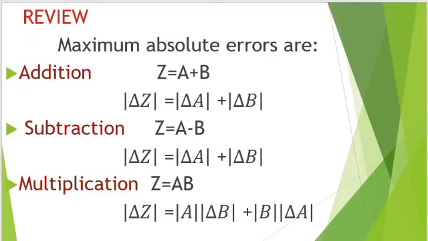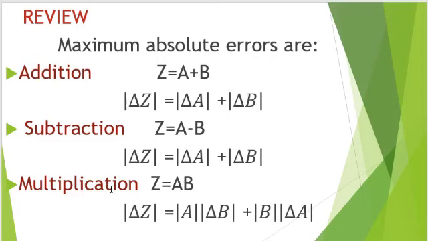Maximum absolute errors, we shall start with addition. Addition, you're seeing here A plus B. The maximum absolute error there is change in A plus change in B. And that one in subtraction, which is A minus B, it is change in A plus change in B, which is the same as the maximum absolute error in addition.